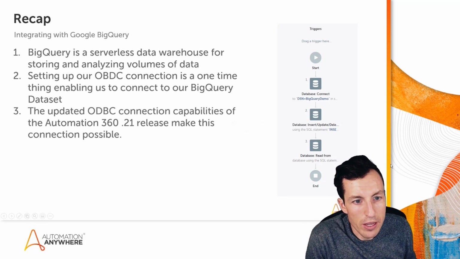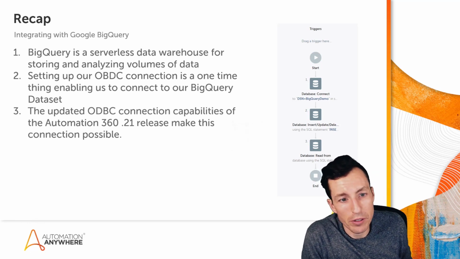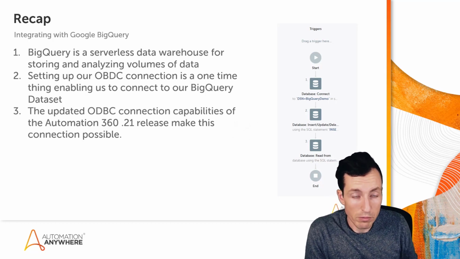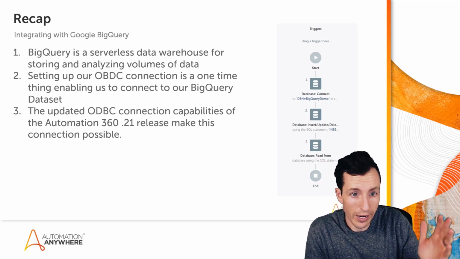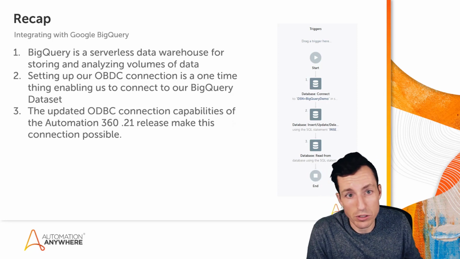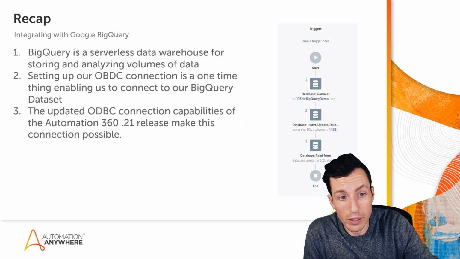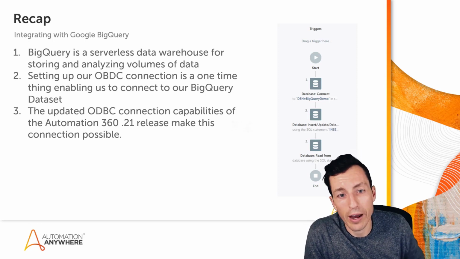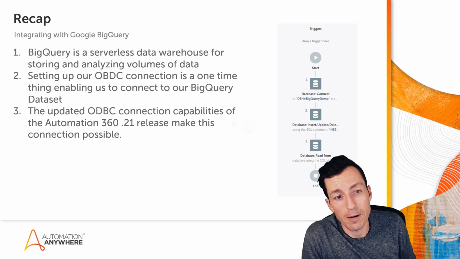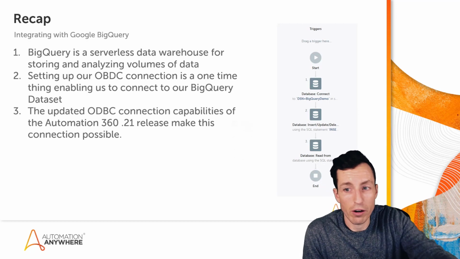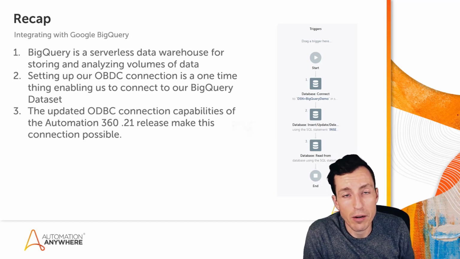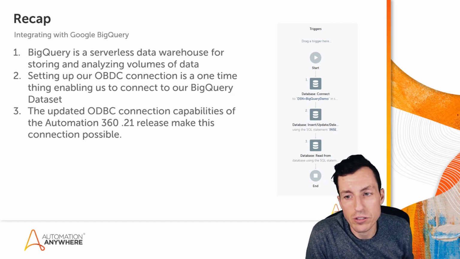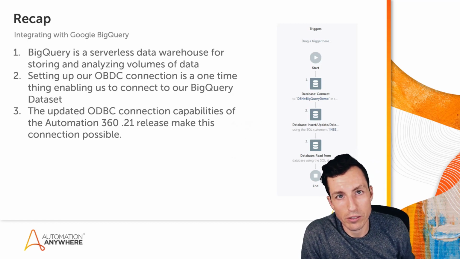And then finally, the updated ODBC connection capabilities of the Automation 360.21 release make this connection possible. So if you wanted to connect to different ODBC sources, if you want to connect to BigQuery, if you want to connect to Snowflake, those are all capable now with the ODBC connection strings that you can use within the database connection, or the database connect action, I should say, within the .21 release.